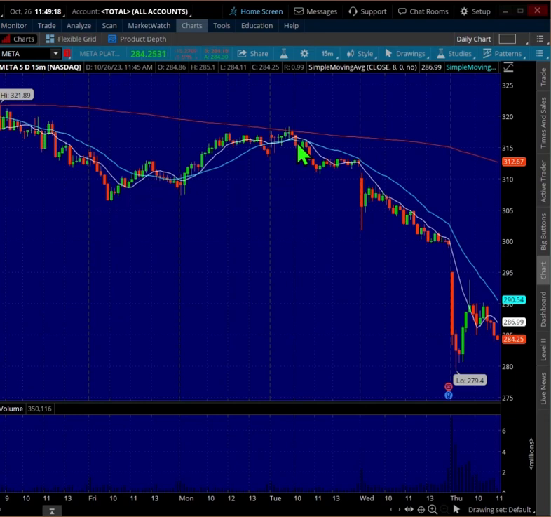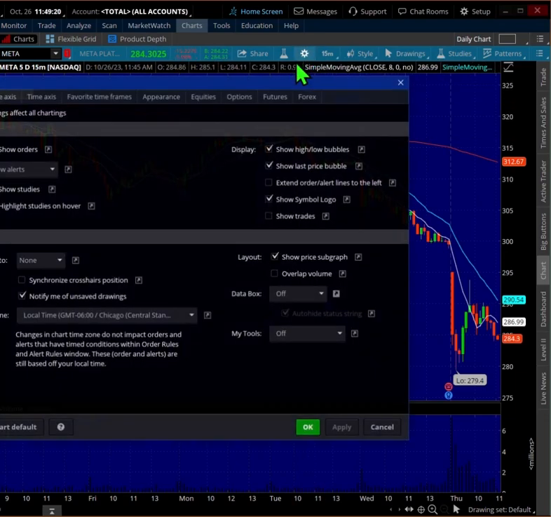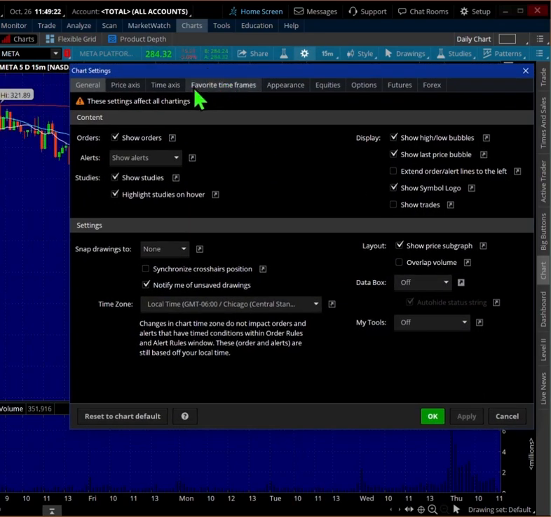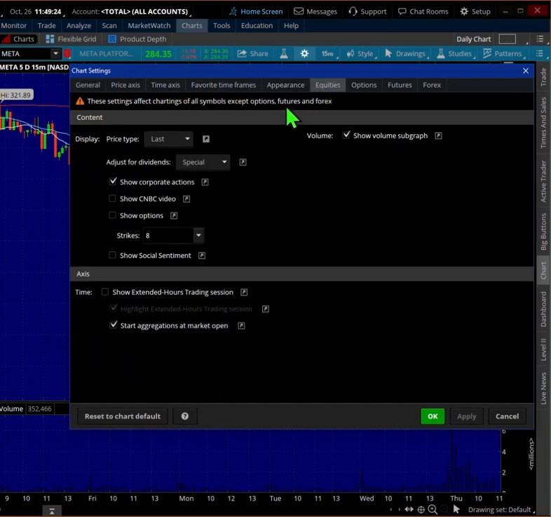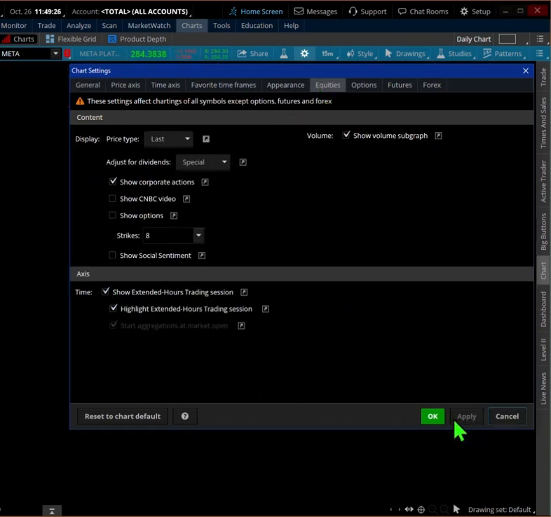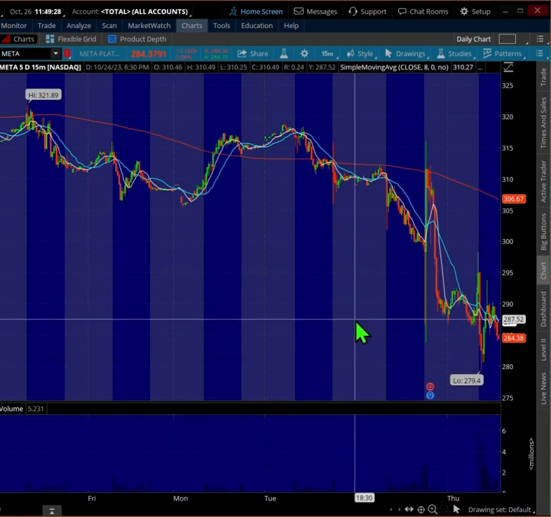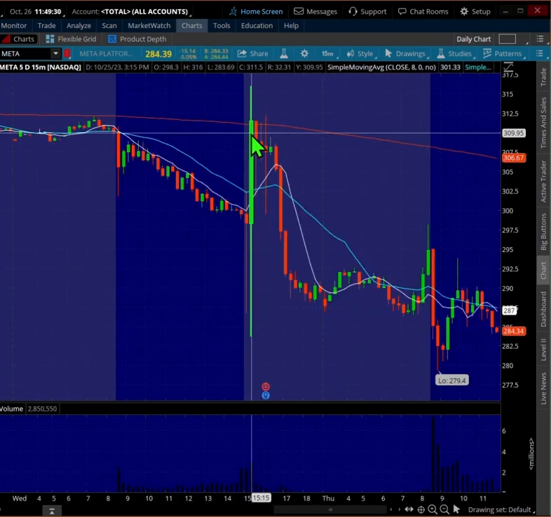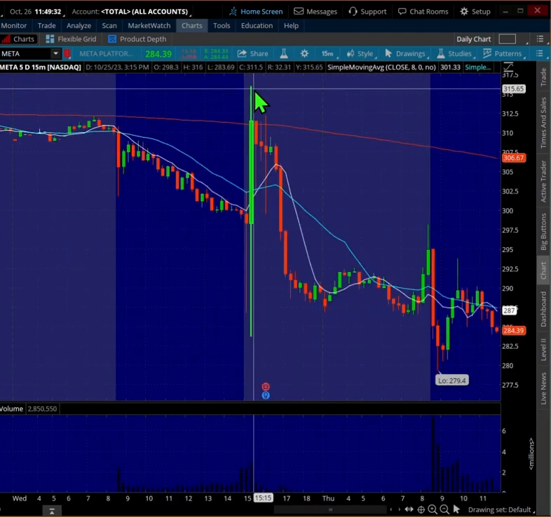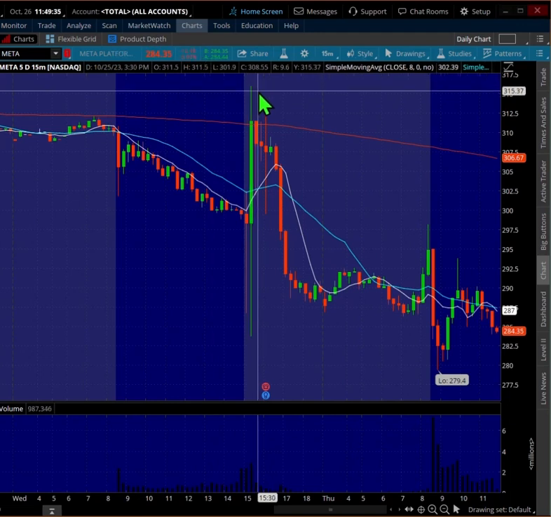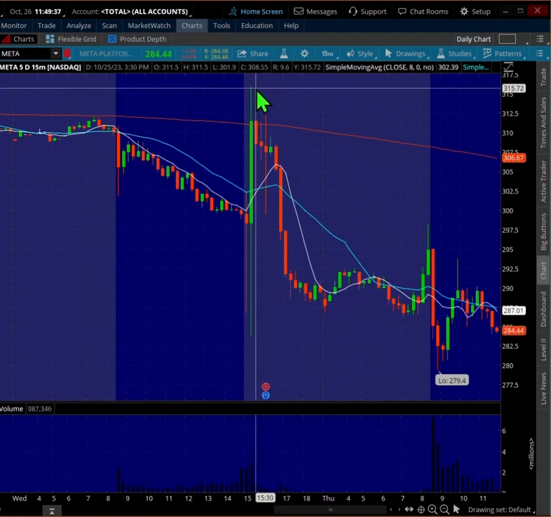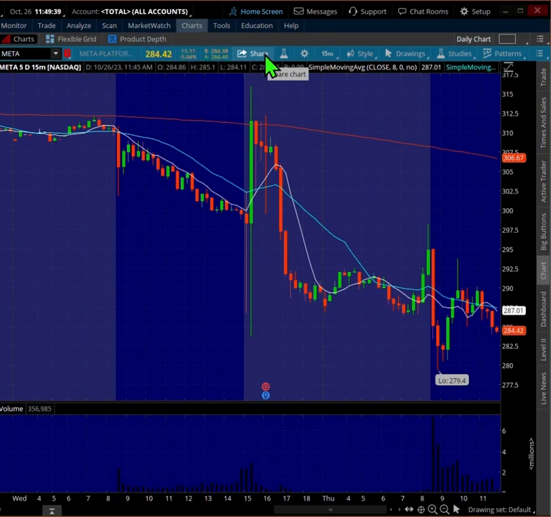We'll bring in a 15-minute chart here. Let me put in the extended hours. There we go. So yeah, here was the initial reaction after earnings. So we got up there around the 315 area, and I thought, you know, another push, we could get that up to around 328.